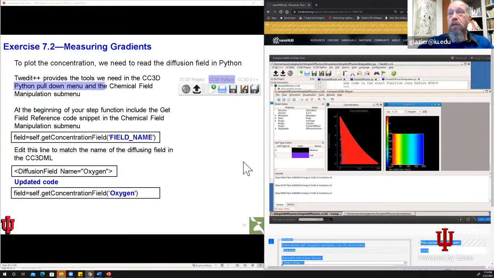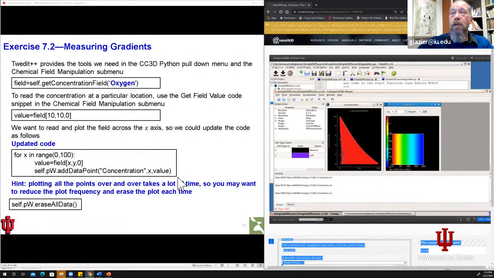And one of the things that we could do, which is what we've done here, is measuring the field. Again, here the diffusion field name was oxygen. We get the concentration field for oxygen. Then we use the value field, iterate over the range, and add the data point. As I mentioned here, plotting all the data points takes a lot of time, so you might want to erase the graph periodically.